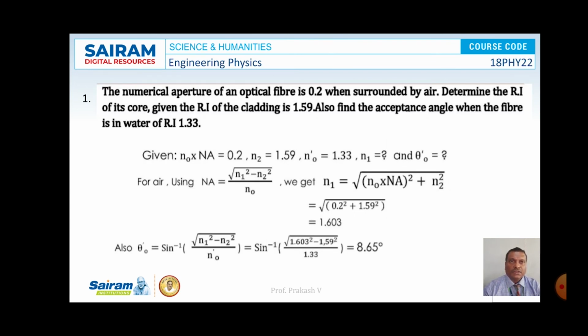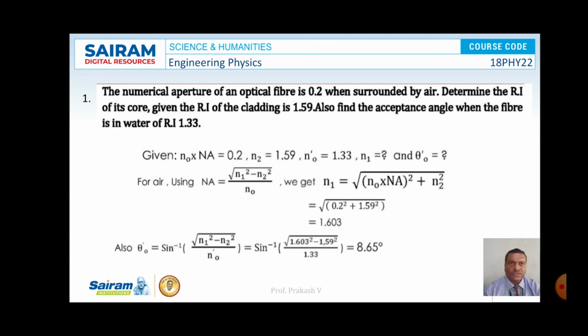Problem number 1: the numerical aperture of an optical fiber is 0.2 when surrounded by air. Determine the refractive index of its core, given the refractive index of cladding is 1.59. Also find the acceptance angle when the fiber is in water of refractive index 1.33. So here the numerical aperture is given as 0.2, the refractive index of cladding is given as 1.59, and n0, the refractive index of water, is given as 1.33. So what is the value of n1 and theta naught?